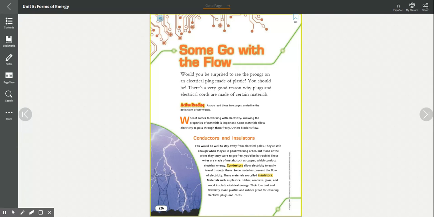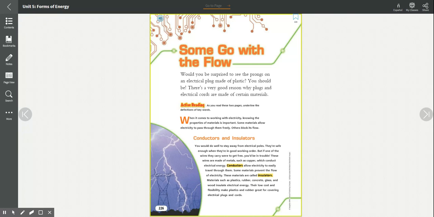When it comes to working with electricity, knowing the properties of materials is important. Some materials allow electricity to pass through them freely. Others block its flow. Conductors and insulators. You would do well to stay away from electrical poles. They're safe enough when they're in good working order, but if one of these wires they carry were to get free, you'd be in trouble.